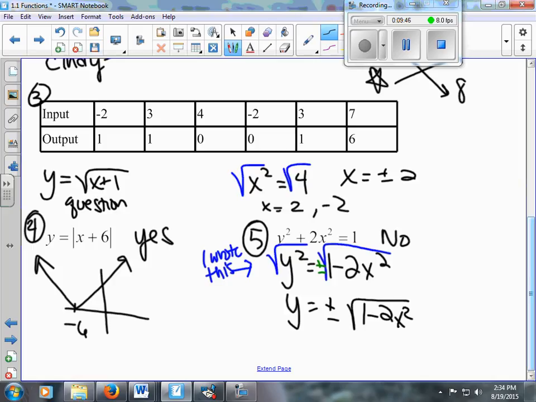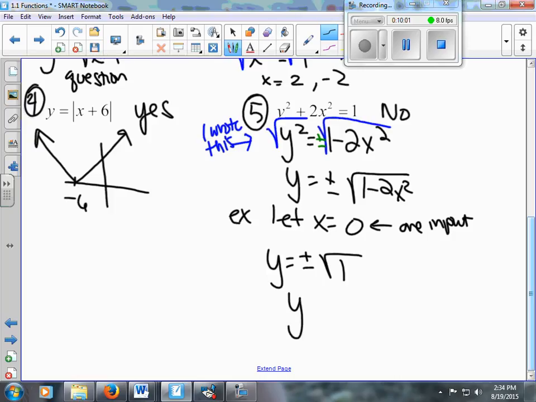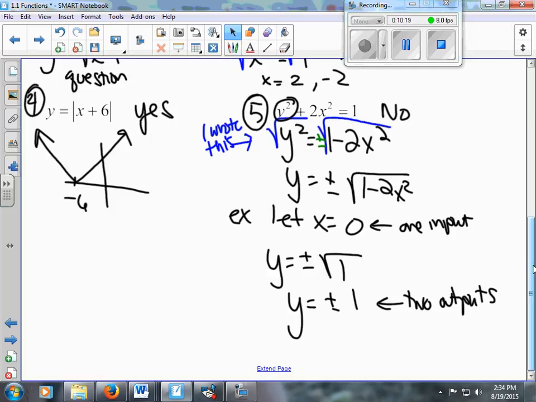And that's because, for example, let x equal 0. If x equals 0, so this is one input, the input of 0, then y equals plus or minus square root of 1 minus 0. So y equals plus or minus 1. So that's two outputs, not a function. And there are lots and lots of inputs, infinitely many inputs that have two outputs. And then there's a shortcut here. Whenever the y is squared, because you have to do a plus or minus to solve for it, it's not going to be a function.